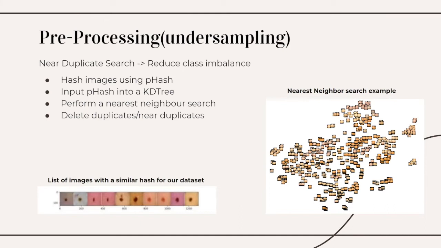The near duplicate search works by hashing all the images using p-hash. The hash values are added into a KD tree where a nearest neighbor search is done, and images with similar hash values are deleted. After doing the near duplicate search to reduce the number of benign images, we then randomly chose 10,561 images to match the dataset size with the malignant dataset.